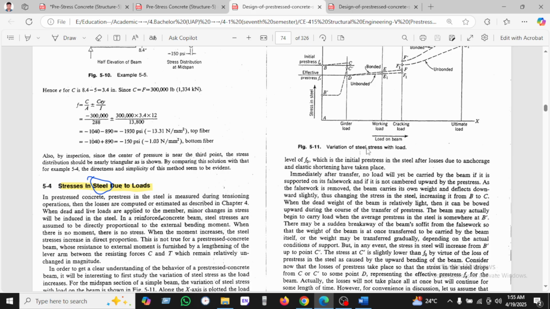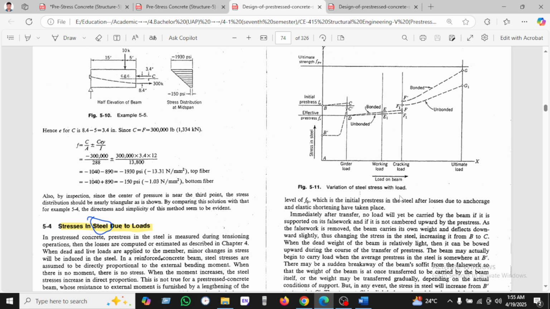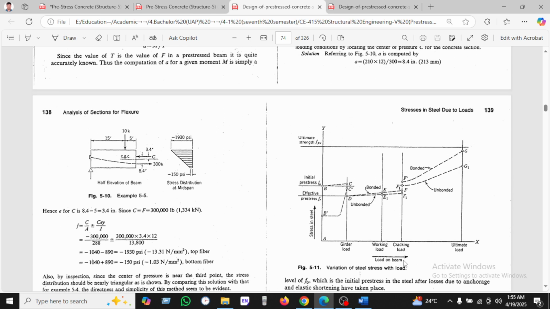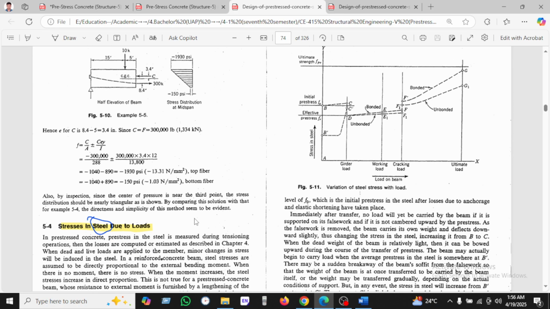We can see here the variation of steel with load. We can see here the axis. This is the load beam. This is the girder drop. This is the working load. This is the cracking load. This is the ultimate load. And strain in steel, we can see effective strain, initial strain and ultimate strain. This is the unbonded. This is the bonded, unbonded. So bonded would give the maximum stress, more stress than unbonded.